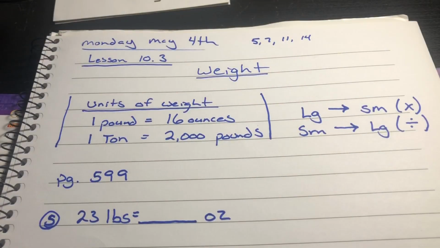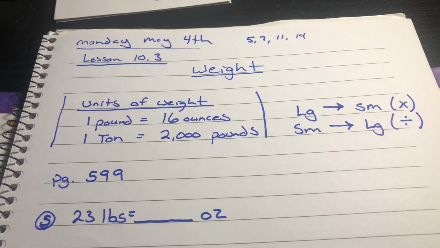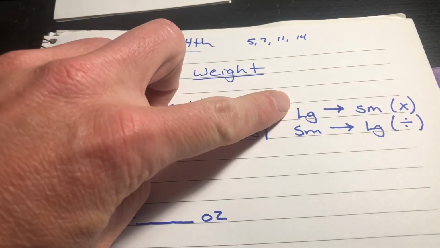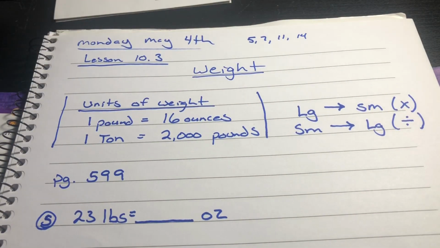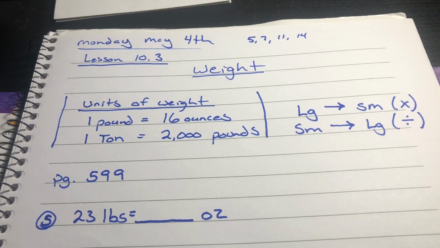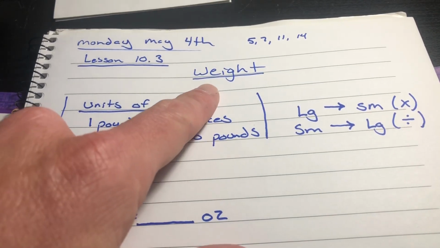All right, a few reminders. We're still playing by the same rules here. If the unit that you're starting with is larger and you're going to the smaller unit, think like if you were going from feet to inches, you would want to multiply. And if we're going from a smaller unit to a larger unit, you're going to do the opposite. You're going to divide.